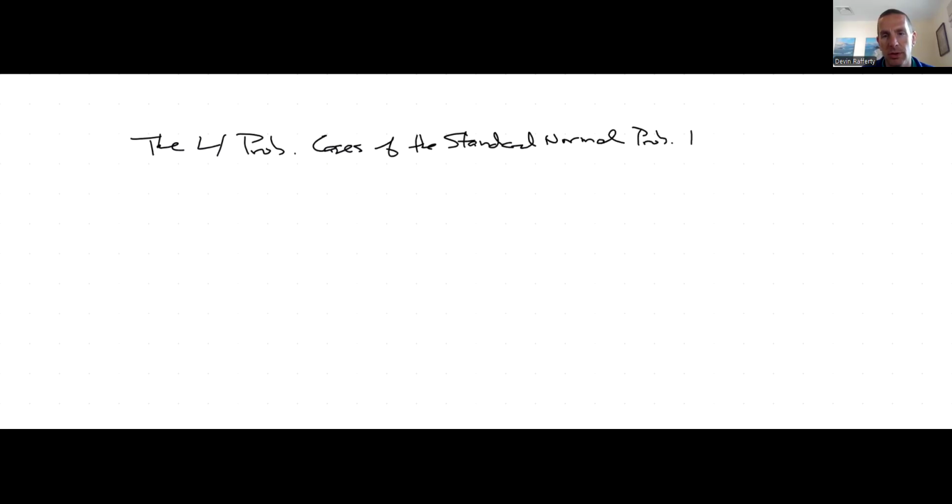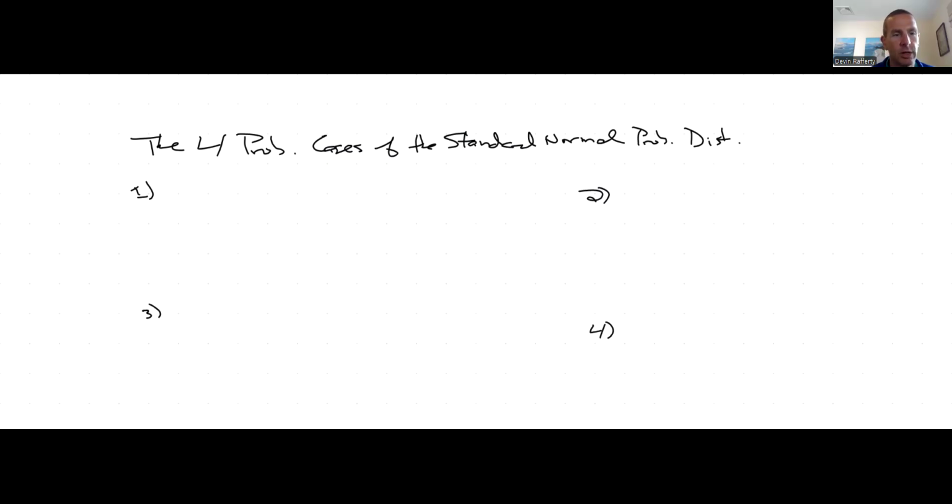There's going to be 4 cases. So we'll write the 4 probability cases of the standard normal probability distribution. Okay, we'll have case 1, case 2, case 3, and case 4.